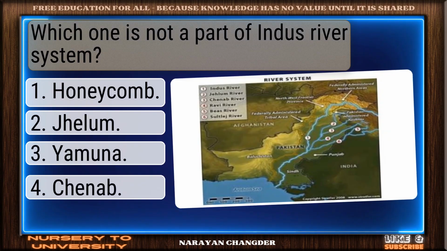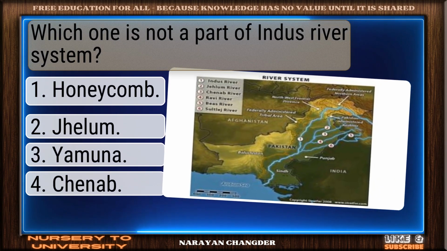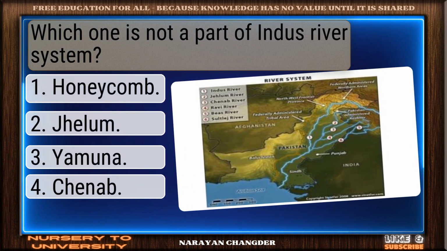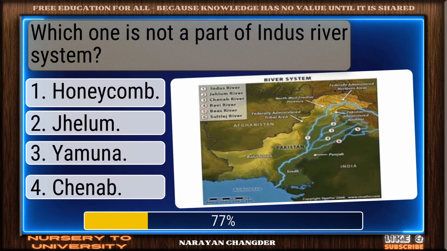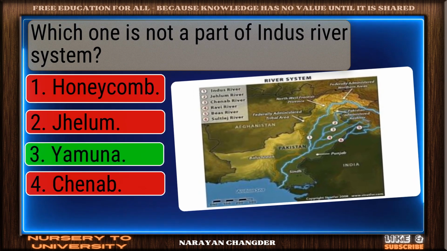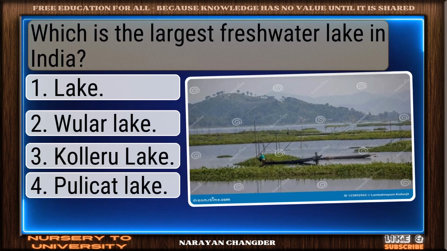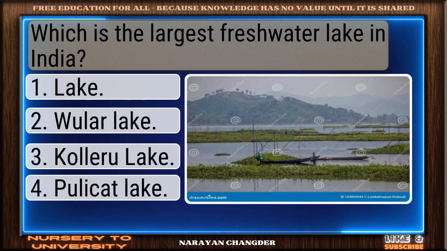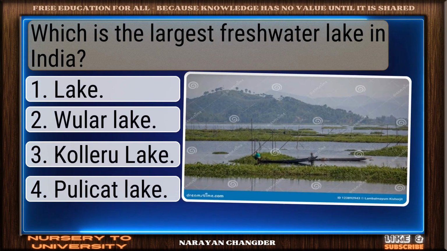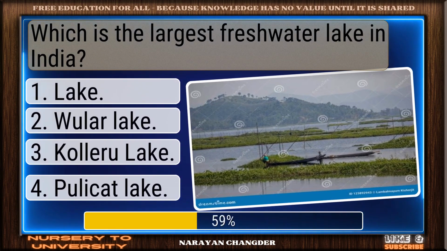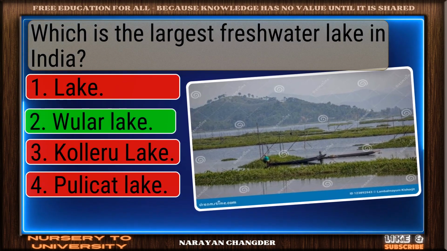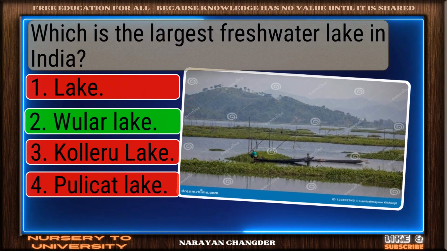Question number 133. Which one is not a part of Indus River system? Right choice. Yamuna is the best answer. Question number 134. Which is the largest freshwater lake in India? Nicely done. Wooler Lake is a solid answer.